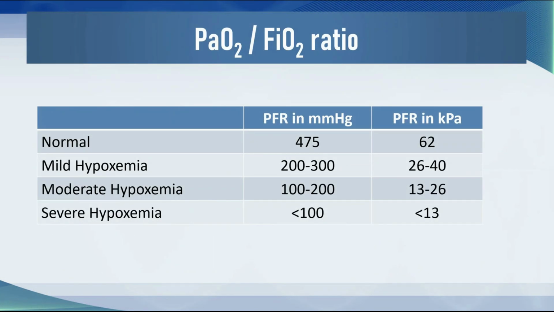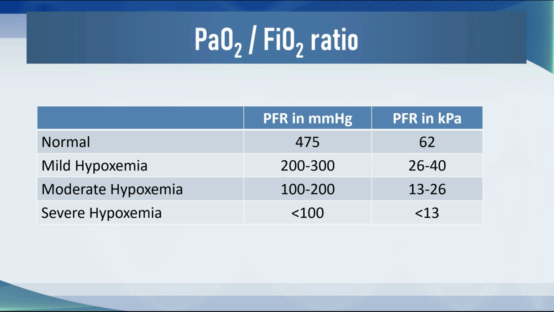Depending on where you live or work in the world, you might have to calculate the PF ratio in kilopascals rather than millimeters of mercury, so I'm just going to cover this now. Normally, the PaO2-FiO2 ratio in kilopascals is 62. In reality, that represents 62% of inspired oxygen gets to arterial blood, because inspired oxygen, if you think about it in kilopascals, is 21 kilopascals.